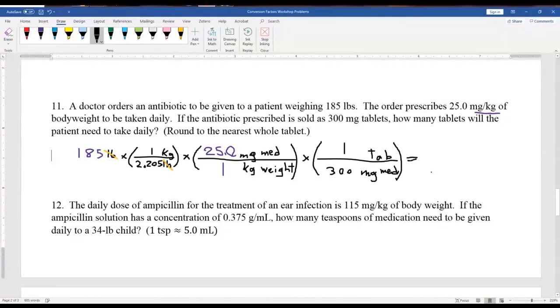And that's it. That's all you have to do. So you multiply everything on top and divide by the bottom. It is 185 times 25.0 divided by 2.205 divided by 300. And the answer you get is 6.99 tablets.